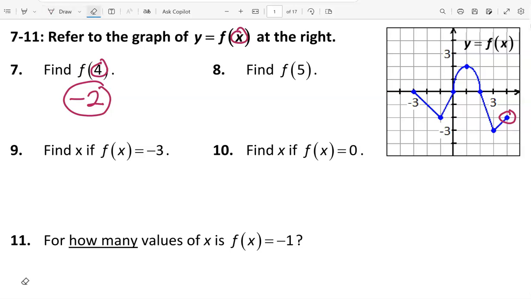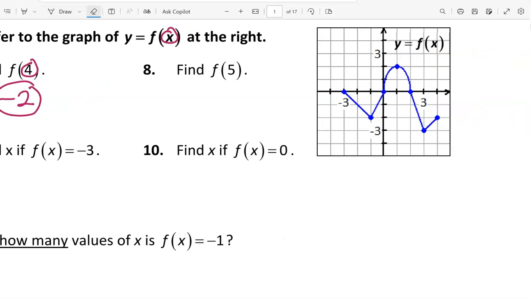In number 8, we are finding f of 5. And on the graph, when x is equal to 5, there is no y value, so this will be undefined.